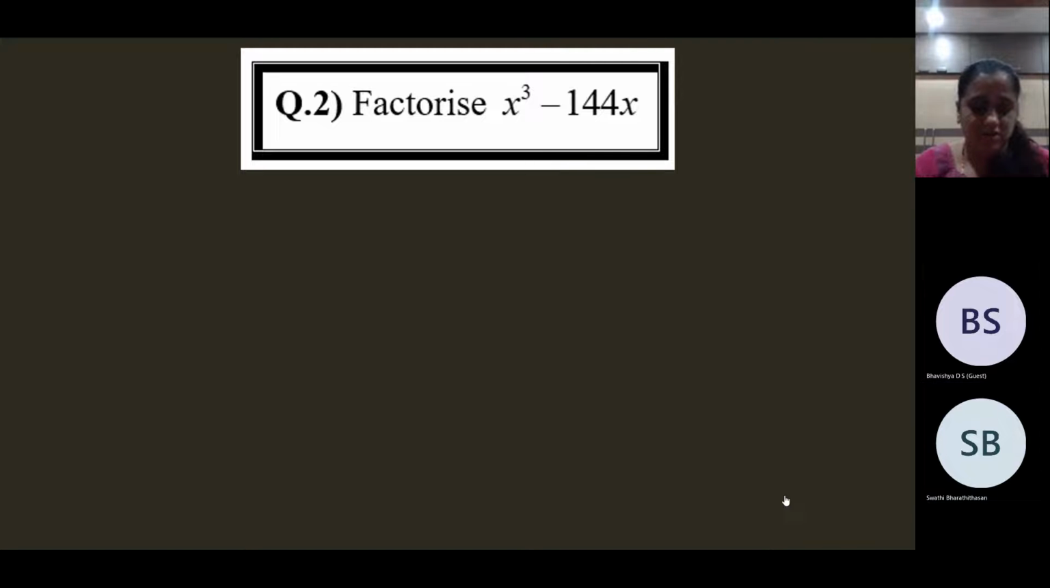Yes, ma'am. Bhavishya, second one, she's taken very good. Bhavishya, you get 2 on 2 for the second one, but you forgot to write the X outside. You have taken X common, right? Yes, ma'am. But you forgot to write that in the last step. Can you see that? Yes, ma'am. That's the mistake. But anyways, you've done it right. So I'll give you 2 on 2 for that.